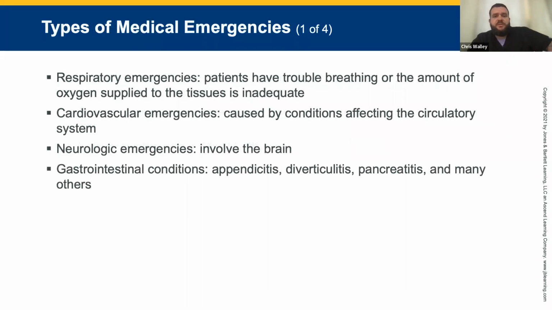Some types of medical emergencies: respiratory emergencies, which occur when patients are having trouble breathing. We kind of follow that. Cardiovascular is more of the heart, the ticker, issues affecting our circulatory system. We have neurologic, obviously with the brain, and gastrointestinal, which includes appendicitis, diverticulitis, pancreatitis, and the list goes on and on. So we break those down into different categories.